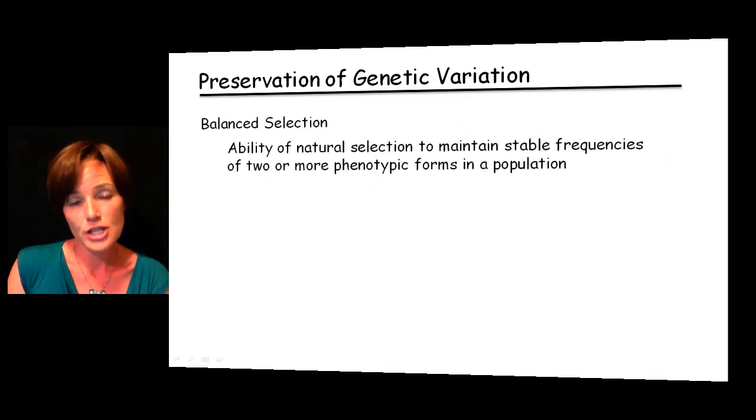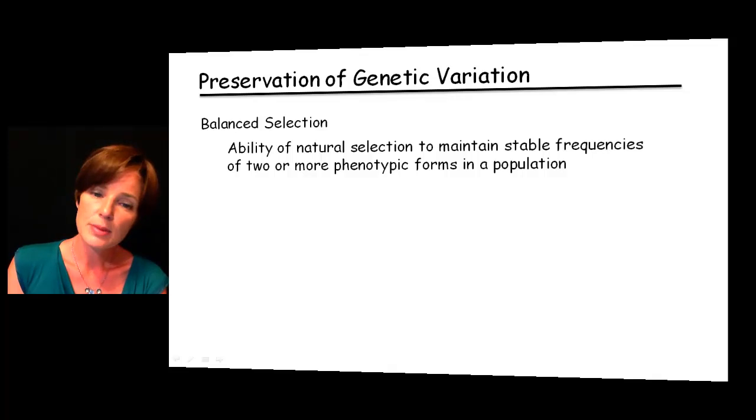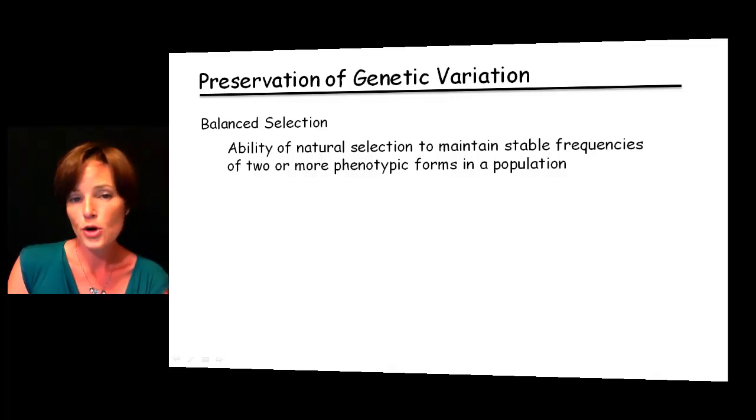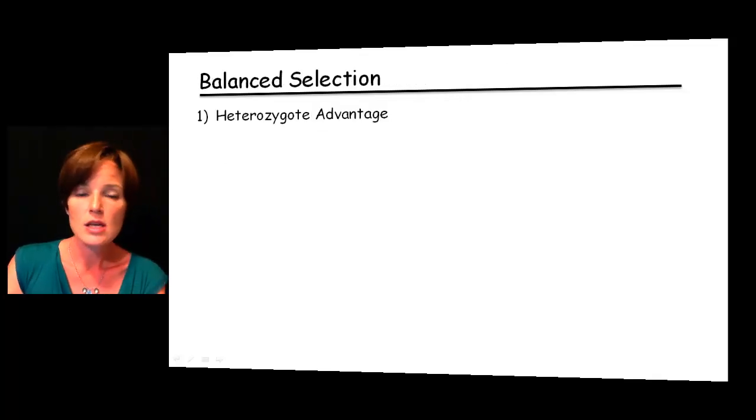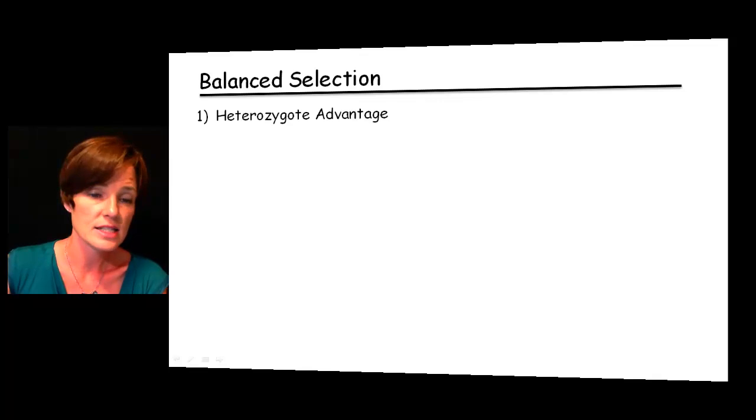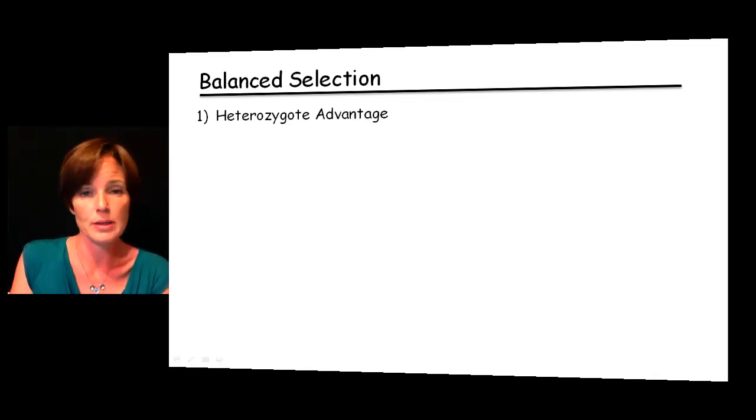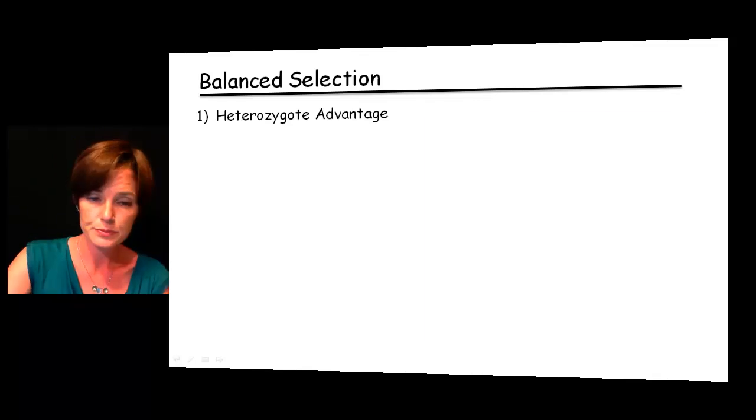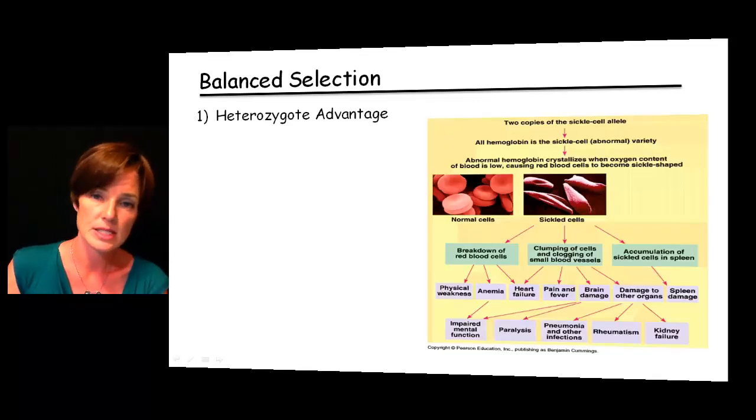Another way that genetic variation is preserved is through balanced selection. Balanced selection is the ability of natural selection to maintain stable frequencies of two or more forms in a population. We can talk about some specific examples of this, and one common example is heterozygous advantage. In this case, we have heterozygous individuals which have a little bit better ability to survive some conditions that may come along. The classic example that we see with this is sickle cell anemia.